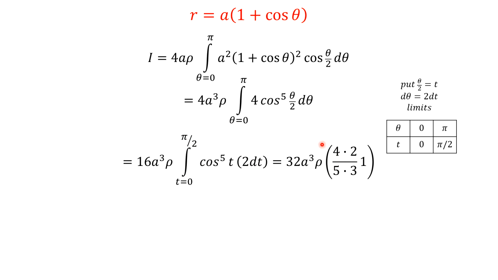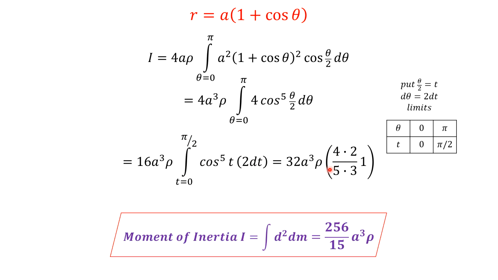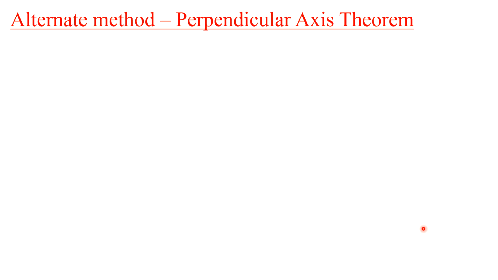By using that reduction formula we get this term, and after solving it we get moment of inertia I equal to 256 upon 15 a cube rho. So this is how, by using the direct method, we can find the moment of inertia of an arc. Now we'll solve this example using the perpendicular axis theorem.